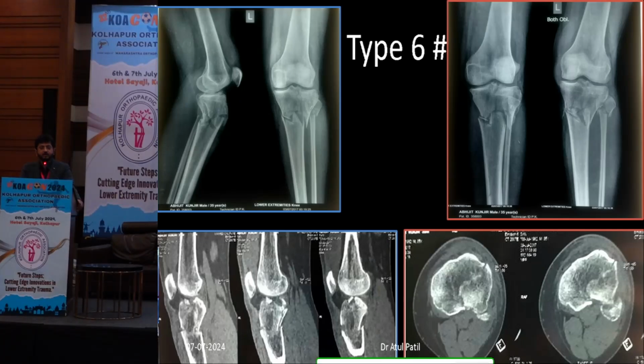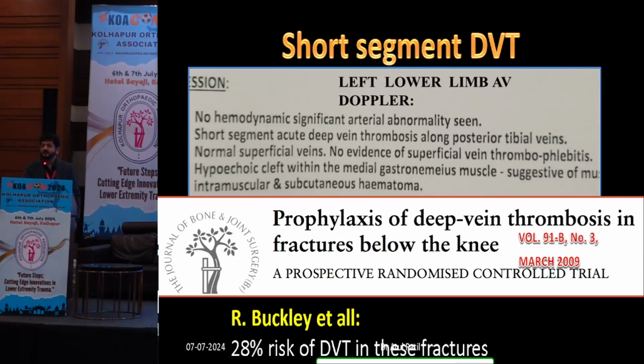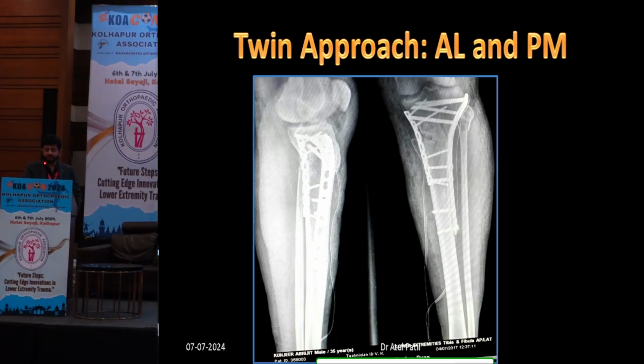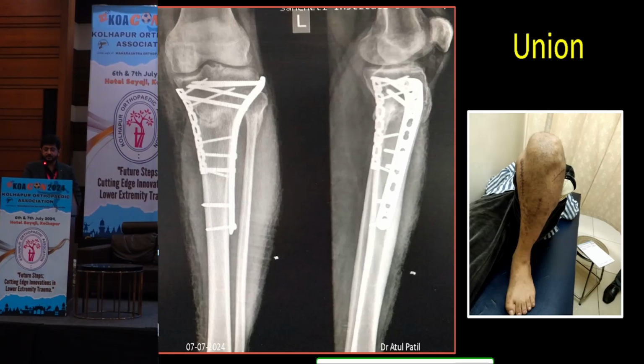Another case. The complexity of this fracture is that you don't underestimate the power of DVT. Many of these upper end tibia fractures are associated with DVTs, so I screen each and every patient preoperatively for DVT. The DVT was treated, a therapeutic dose was given for 3 days, and then it was fixed with twin plating and then a good result.